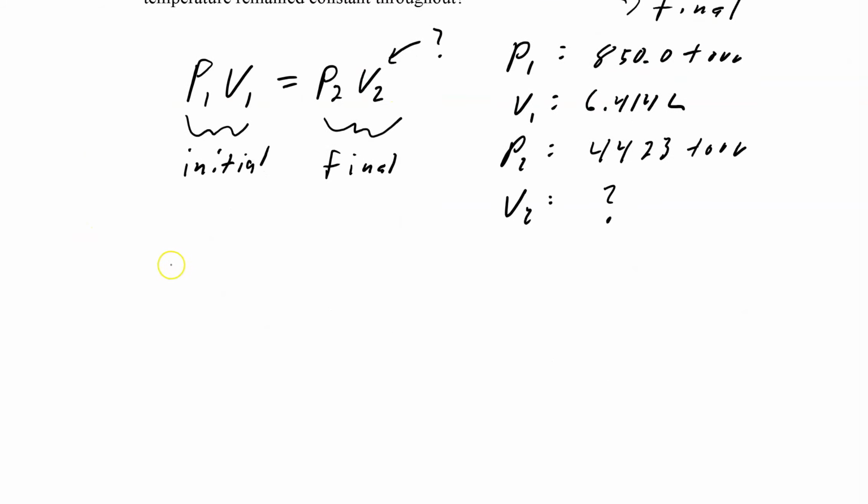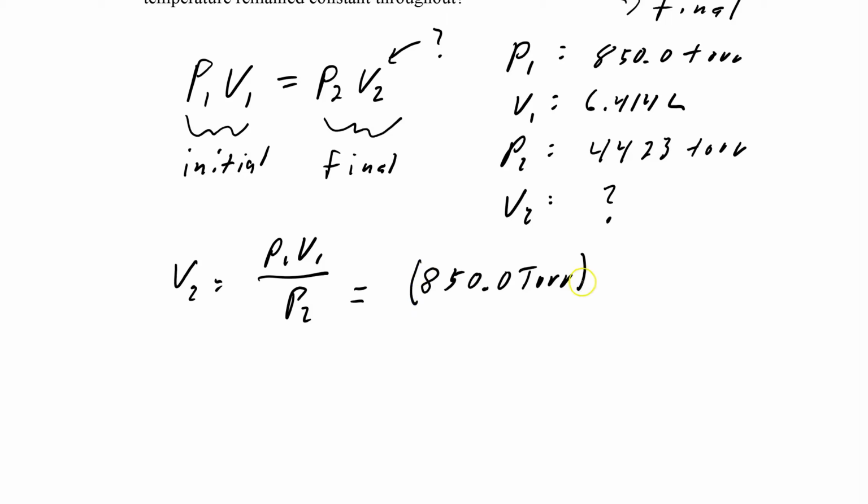So let's do the algebra. V sub 2 is going to be equal to P1 V1 over P2. And now we simply substitute everything in. So for P1 we have 850 torr. We do not have to convert the pressure to atmospheres. As long as P1 and P2 have the same pressure units, we're fine. And we do have that situation in this case.